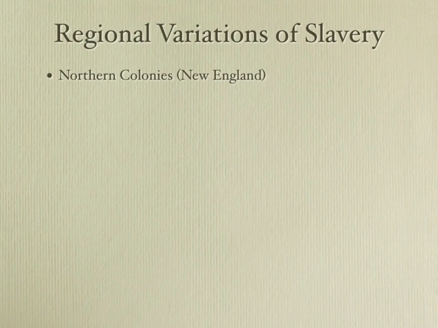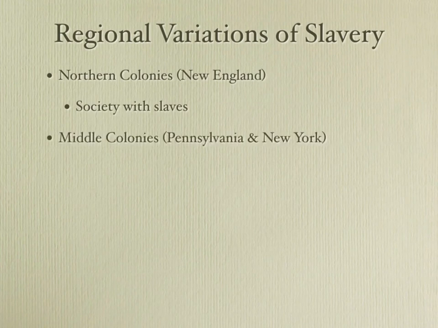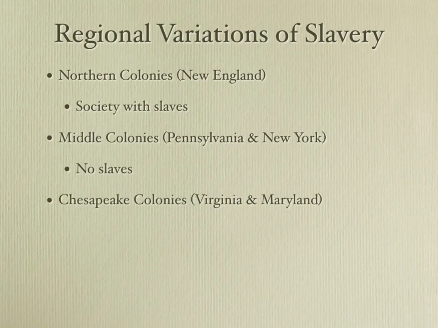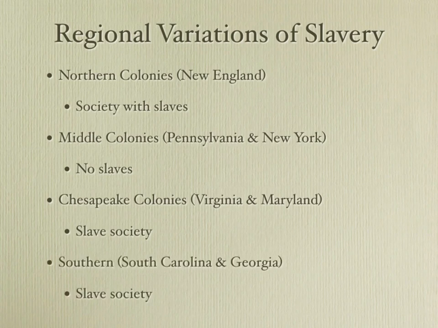Now, there are regional variations of slavery. In New England, you have a society with slaves. The middle colonies, Pennsylvania and New York, had some slaves, but so few that these two colonies can be accounted as really not having any institution of slavery. The Chesapeake colonies, Virginia and Maryland, are slave societies. And then South Carolina, North Carolina and Georgia will be slave societies.